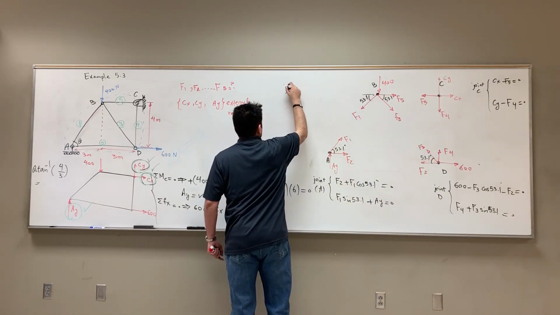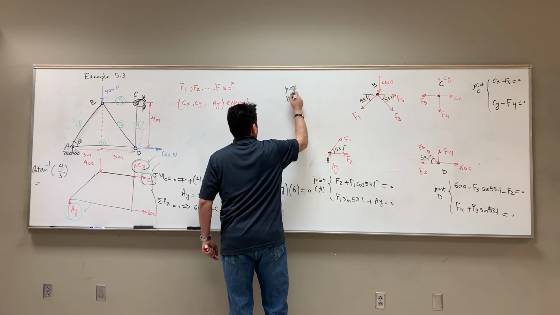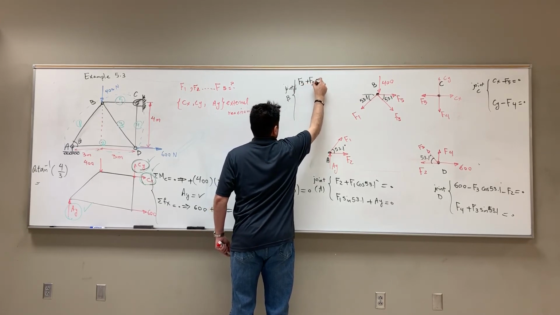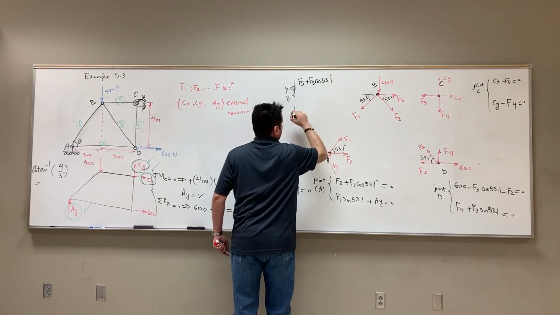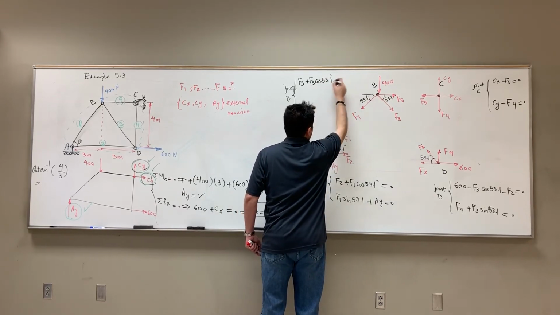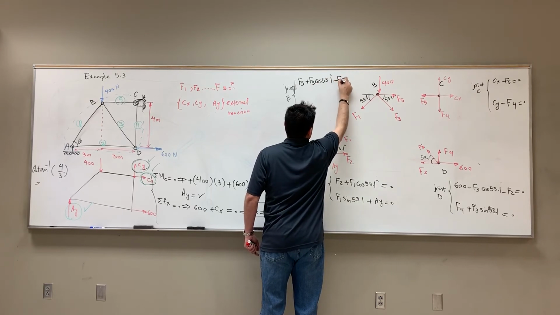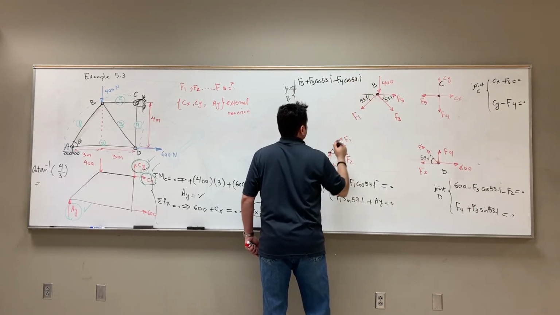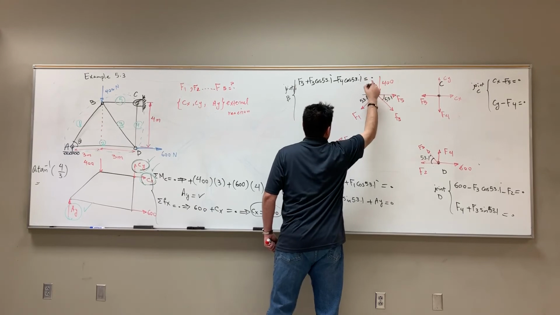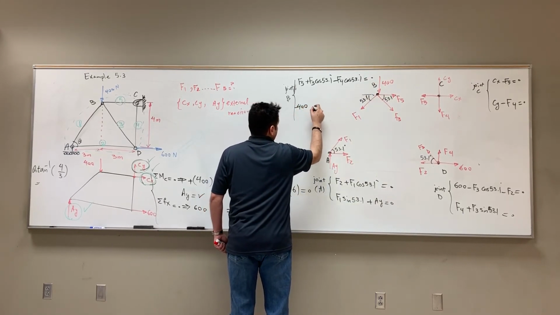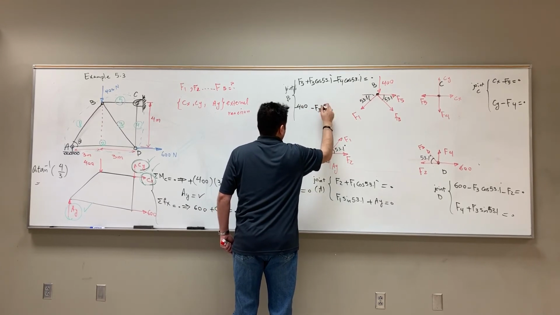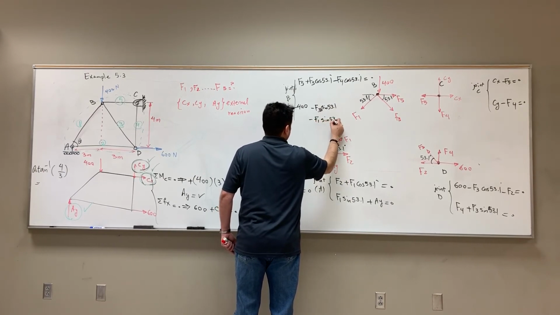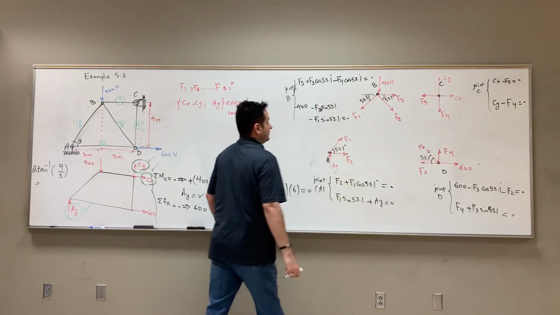Joint D. Then you get F5 plus F3 cosine 53.1 negative F4 cosine 53.1 is equal to 0, and then negative 400 negative F3 sine 53.1 negative F1 sine 53.1 is equal to 0.